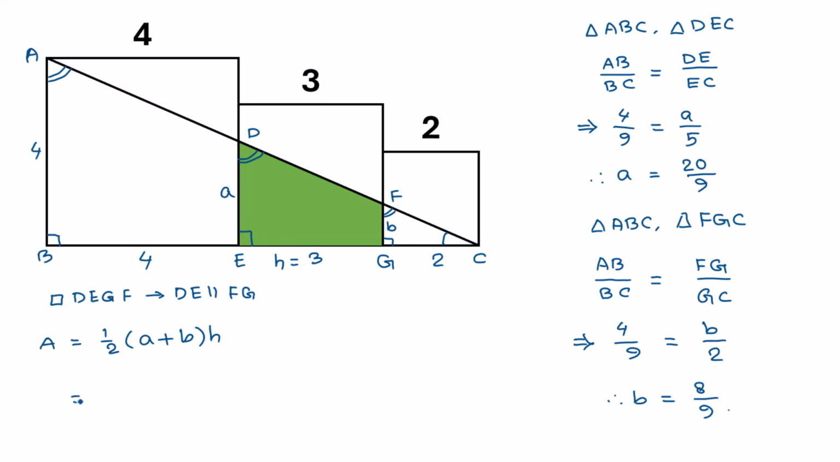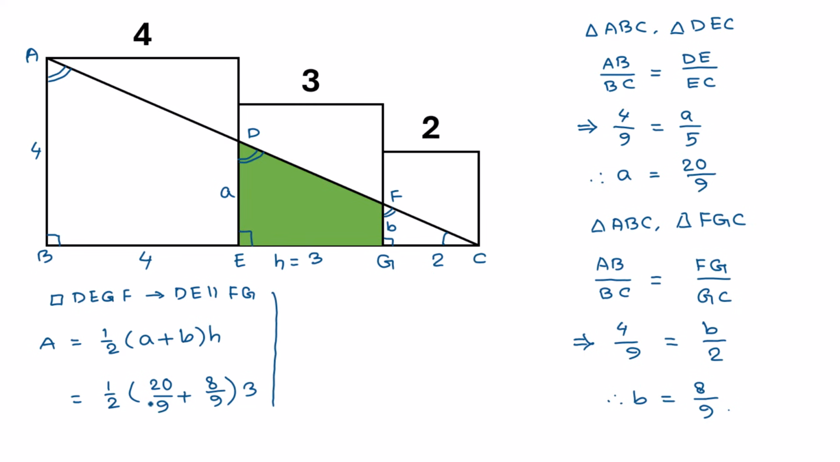Now substitute the values. We can write half of A, this side, which is 20 over 9, plus B, this is 8 over 9, times the height, the distance between these two parallel lines, which is 3 units. So H is equal to 3.